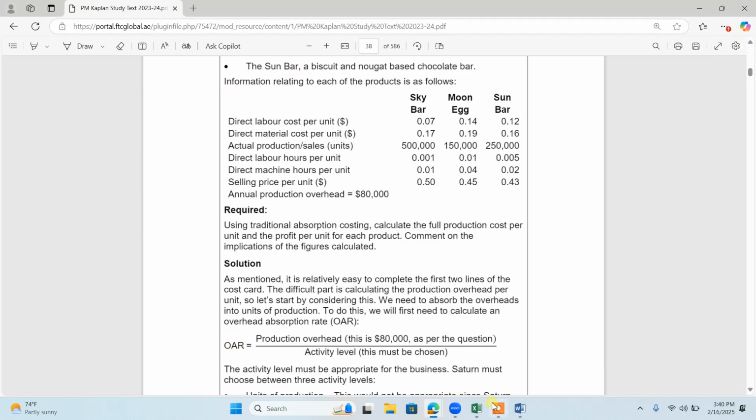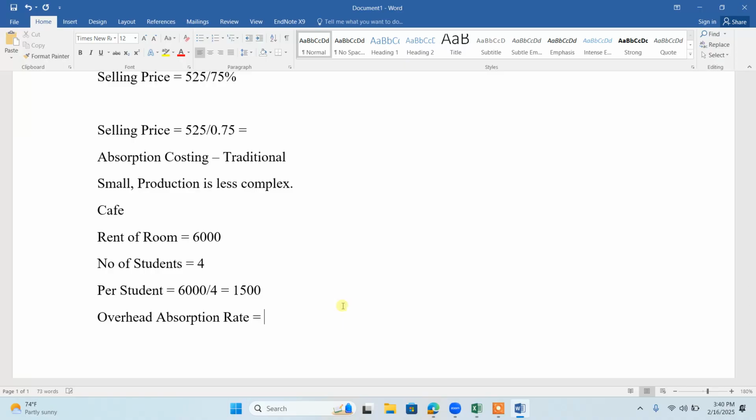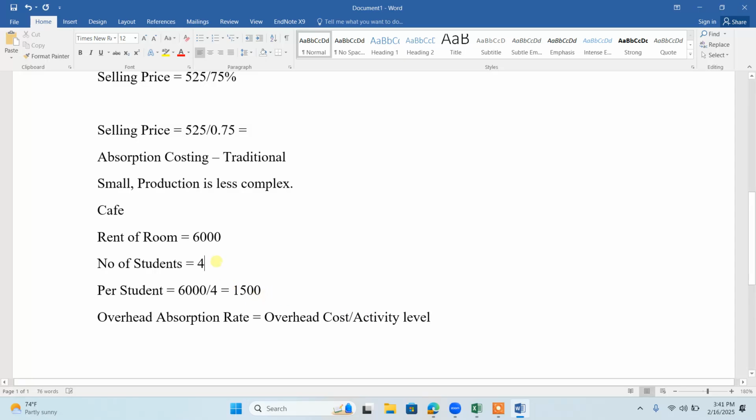OAR, overhead absorption rate. The formula for this is that we are supposed to calculate the overhead cost and divide it. You can see this was the overhead cost. We divided it by the number of students. Here we are supposed to divide it by the activity level. What do we mean by the activity level? In that question, the activity level was students because this rent was charged for a whole room, but there were four students. So we were dividing this rent among the four students. So our activity level was 4 in this case, which was the number of students.